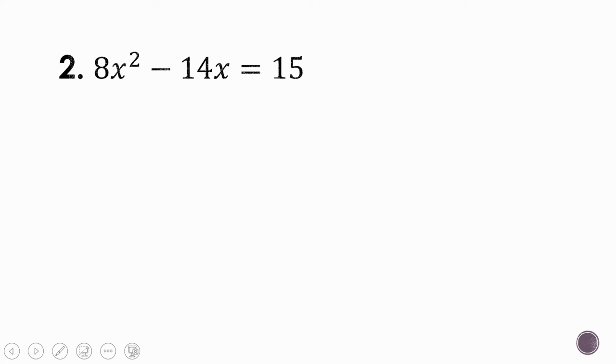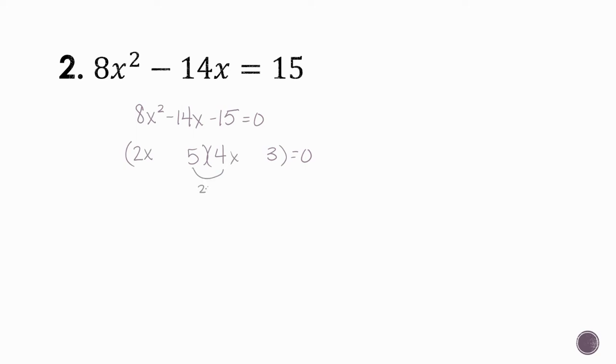Let's solve another one. Now this one, I am going to get everything to one side so that it is equal to 0. Let's see if we can factor this here. I think that we can. You could also use the quadratic formula if factoring is not always your favorite thing. But let's try this out.